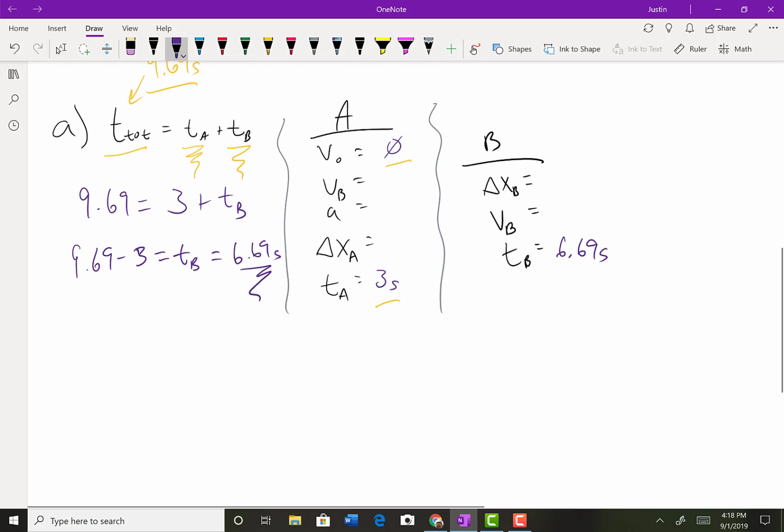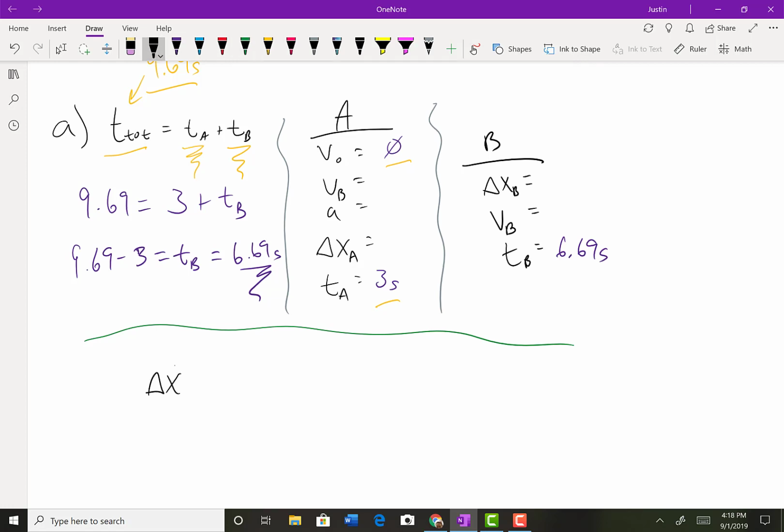All right, now I need another relationship. Oftentimes I would go to my equations of motion, and you could use equations of motion, but eventually you're going to need to build on this relationship. So to make things a little cleaner, I'm going to start with the fact that the total displacement that Usain Bolt travels is the displacement he travels along A plus the displacement he travels along B.